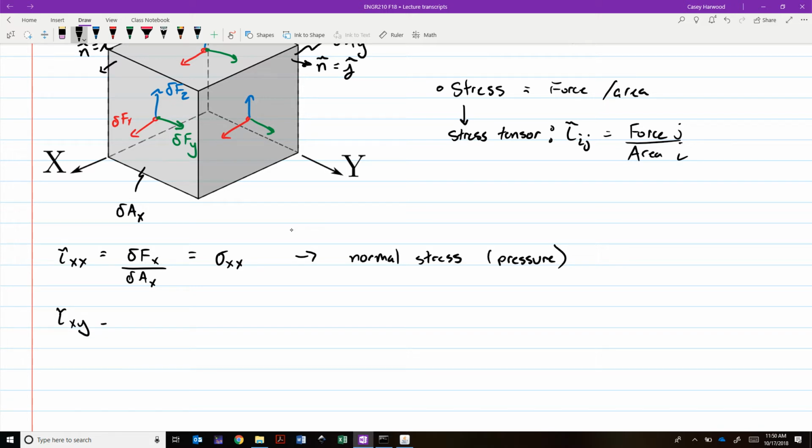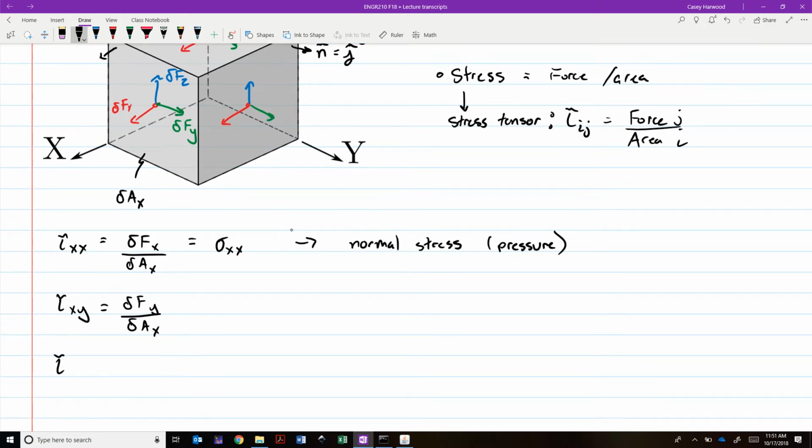Tau xy is going to be delta Fy over delta Ax. So that would be this one right here acting over that face. And tau xz is delta Fz over delta Ax. So these two are what we call our shear stresses.